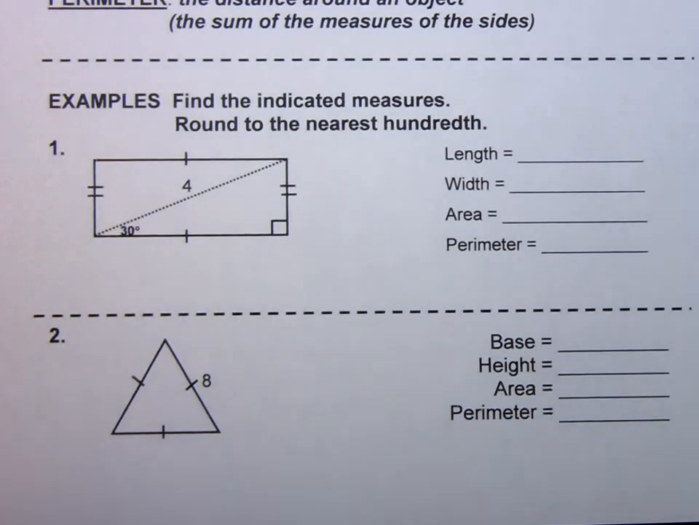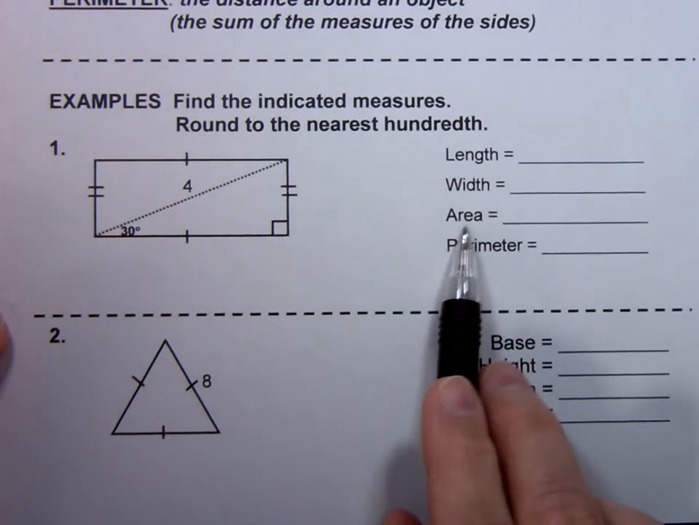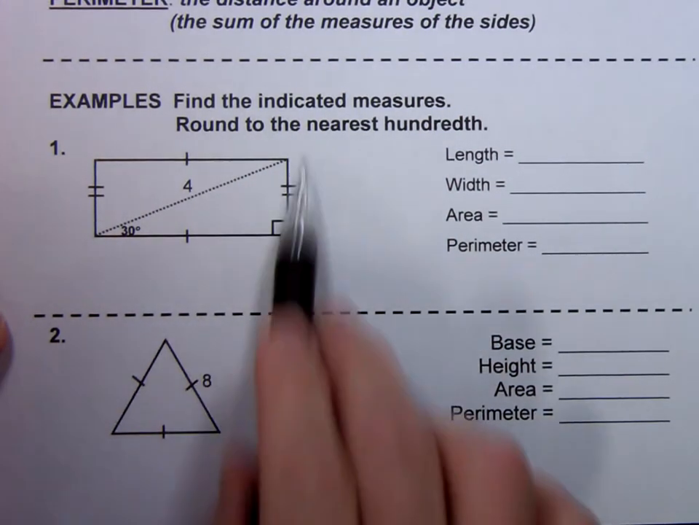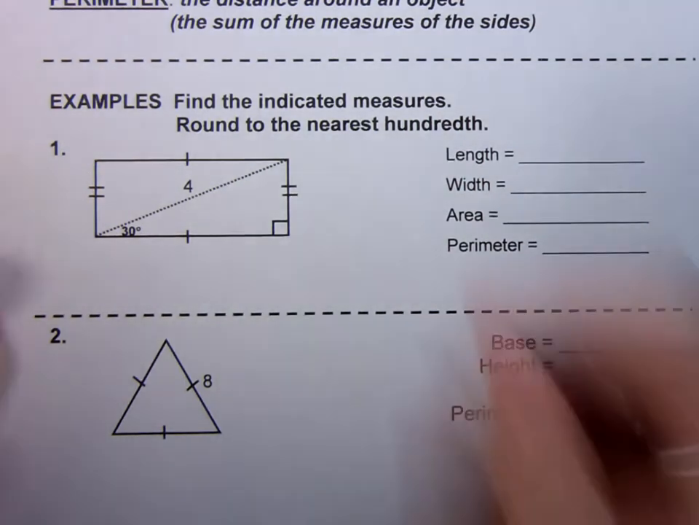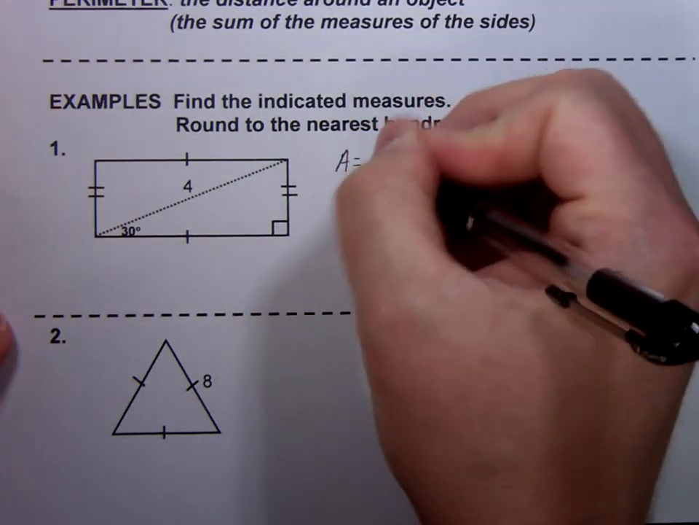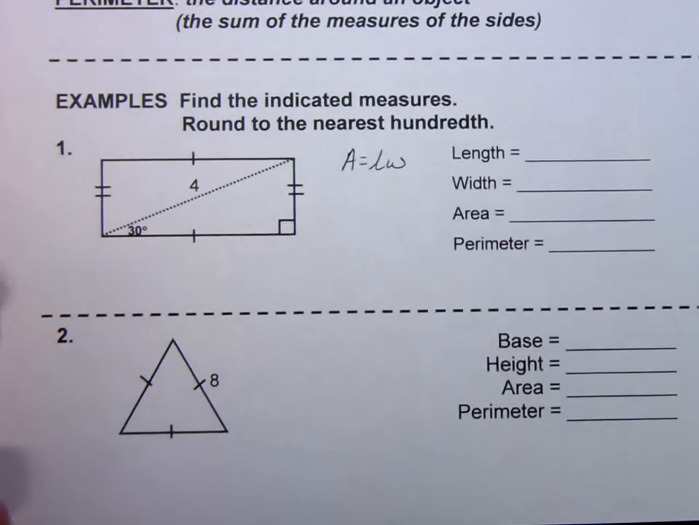Last time we pretty much had all the information given to us that we needed to jump straight into the area formulas. This time we're going to be dealing with figures where we have to find missing pieces first. So for example, we want to find the area and perimeter of this figure. This is a rectangle. For the area of the rectangle, you need length and width, because area equals length times width. Right now I don't have the length or the width, so I'm going to have to do some work to find those things first.